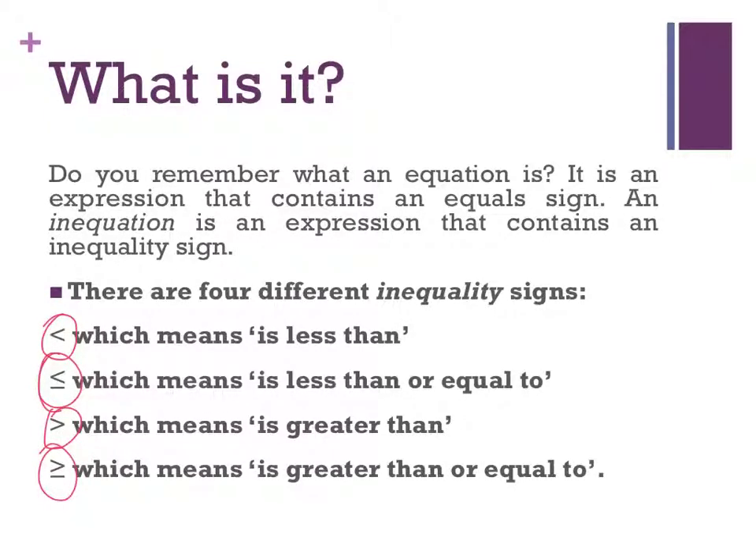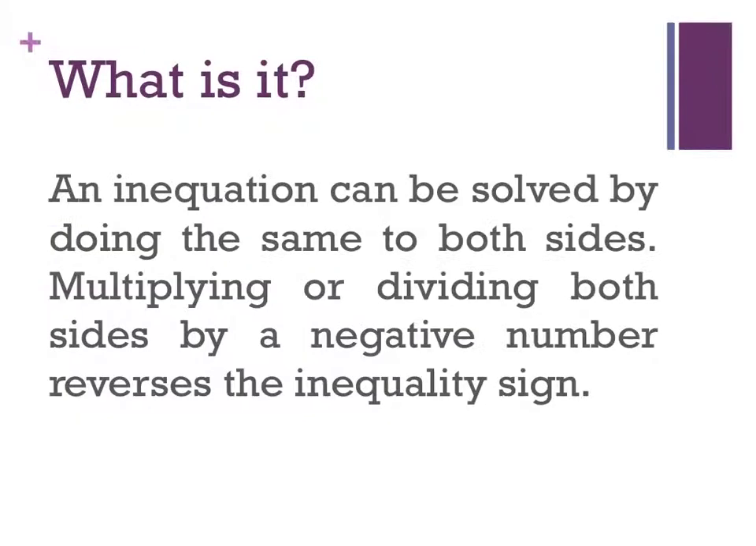If one of these inequality signs has a line underneath it, that means whichever way it is, less than or greater than or equal to. Okay, so there's 4 different inequalities that you can have. So an inequation can be solved by doing the same to both sides, just like with an equation. Okay, so if we were trying to get things away from the pronumeral with equations, we're trying to do that same thing with inequations. And we do that by doing the opposite operations.